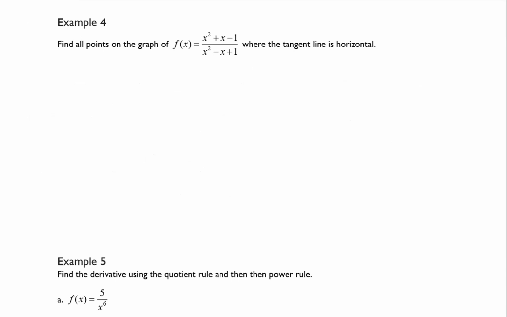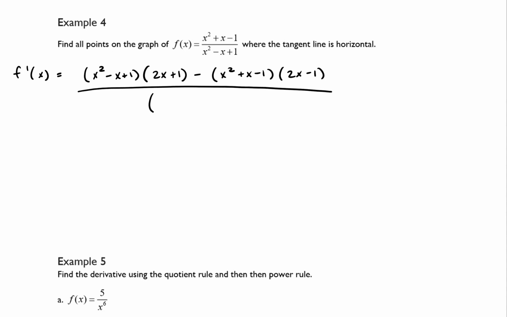Example 4 asks us to find all points on the graph of f of x is equal to the quantity (x squared plus x minus 1) all over (x squared minus x plus 1), where the tangent line is horizontal. So the first thing that we need to do is find the derivative. So we have the bottom times the derivative of the top minus the top times the derivative of the bottom all over the bottom squared.